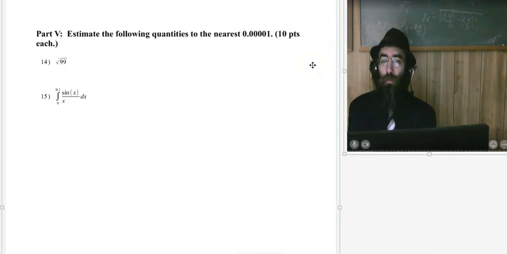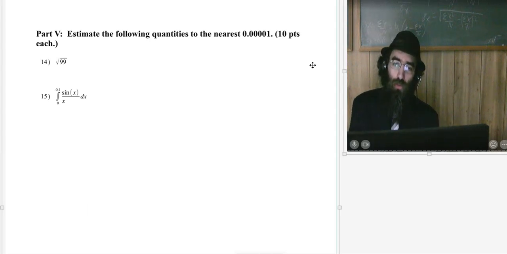Part 5, for 10 points each, estimate the following quantities to the nearest 0.00001. Again, this is without a calculator, pen and paper. One of them is the square root of 99. The other is the integral from 0 to 0.1 of sine of x over x dx.